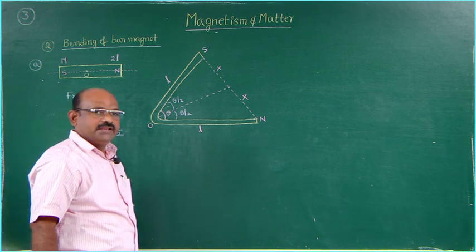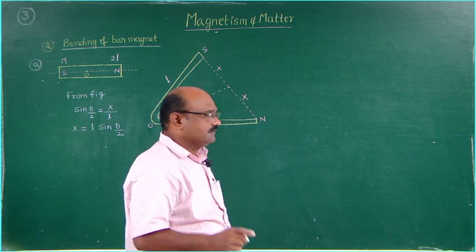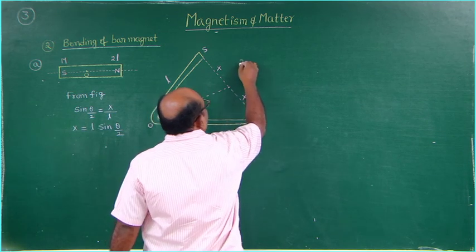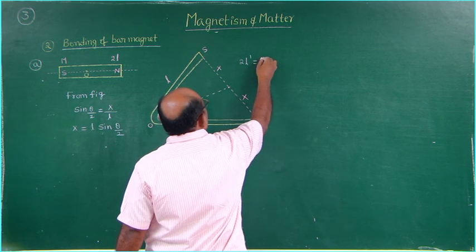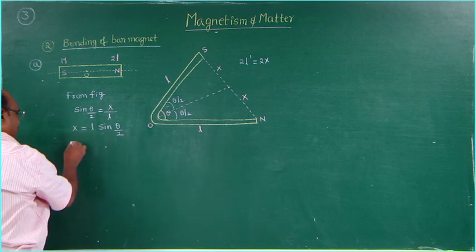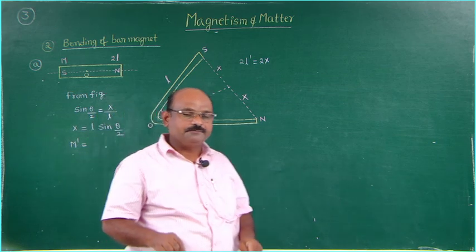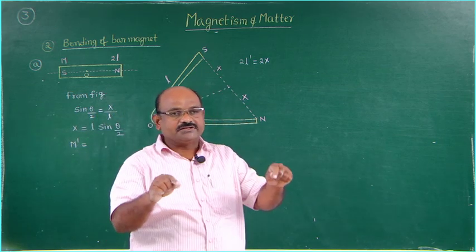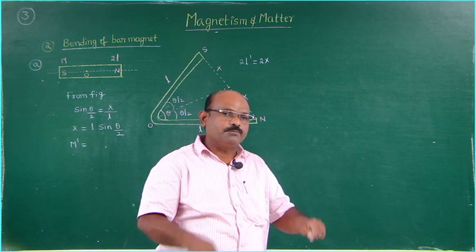Generally, what is the magnetic length? Magnetic length is nothing but the shortest distance between the poles. Here 2L, magnetic length 2L or 2L dash, that must be equal to 2x. Now, the new magnetic moment of that combination, that is, after bending. We have a long magnetized wire or a thin bar magnet. It is bent at the midpoint such that it is making an angle theta at the midpoint.